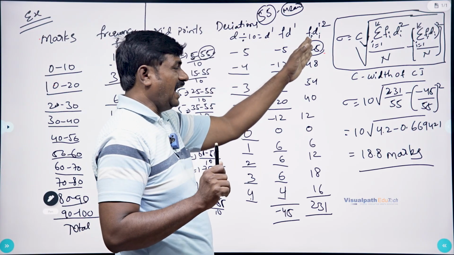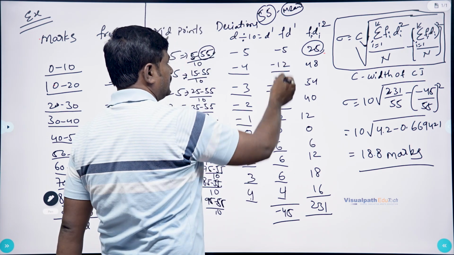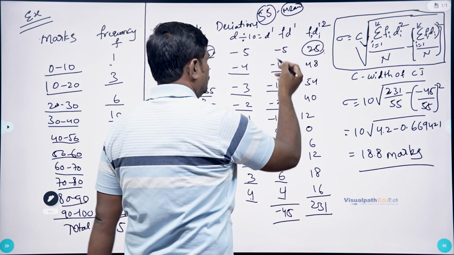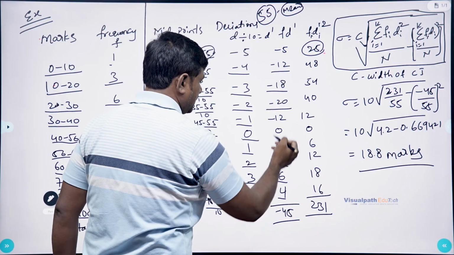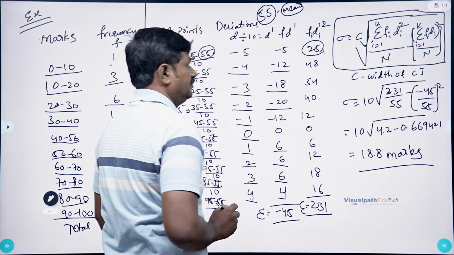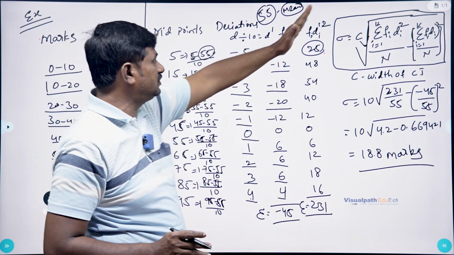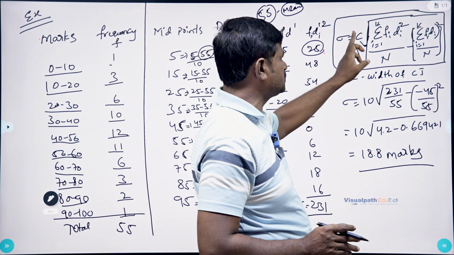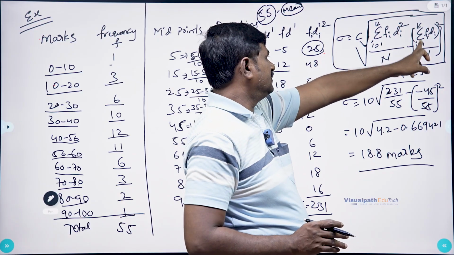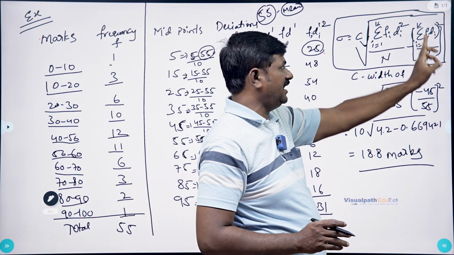That is f d dash square. So we have to calculate the totals: summation of f d dash, and f d dash square. Total f d dash is minus 45, and total f d dash square is 231. Then we simply substitute all these values into the formula: sigma equals c into the square root of sigma f d dash square by n, minus (sigma f d dash by n) whole square.